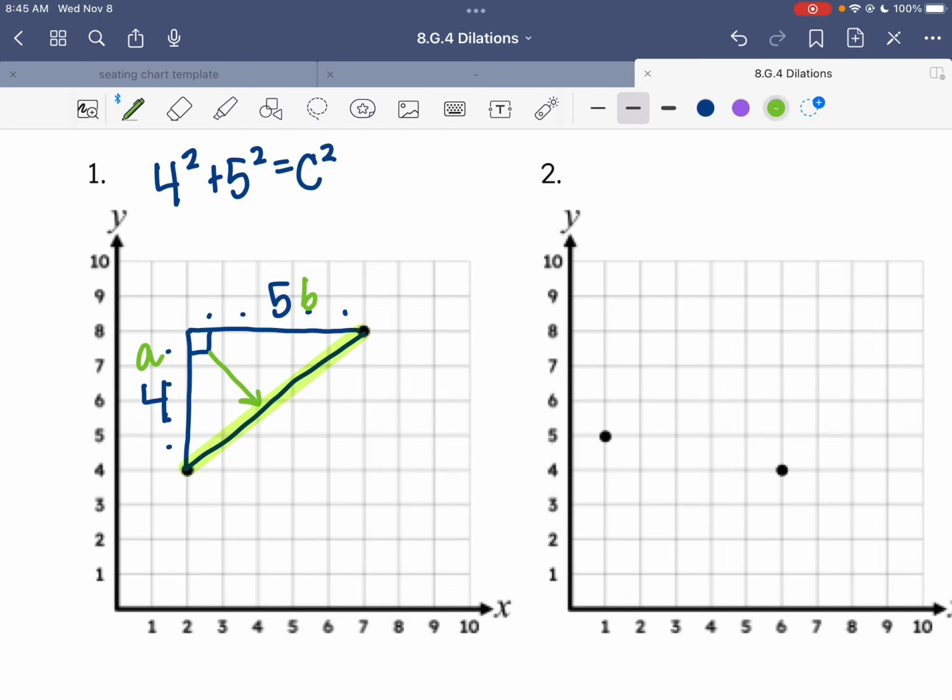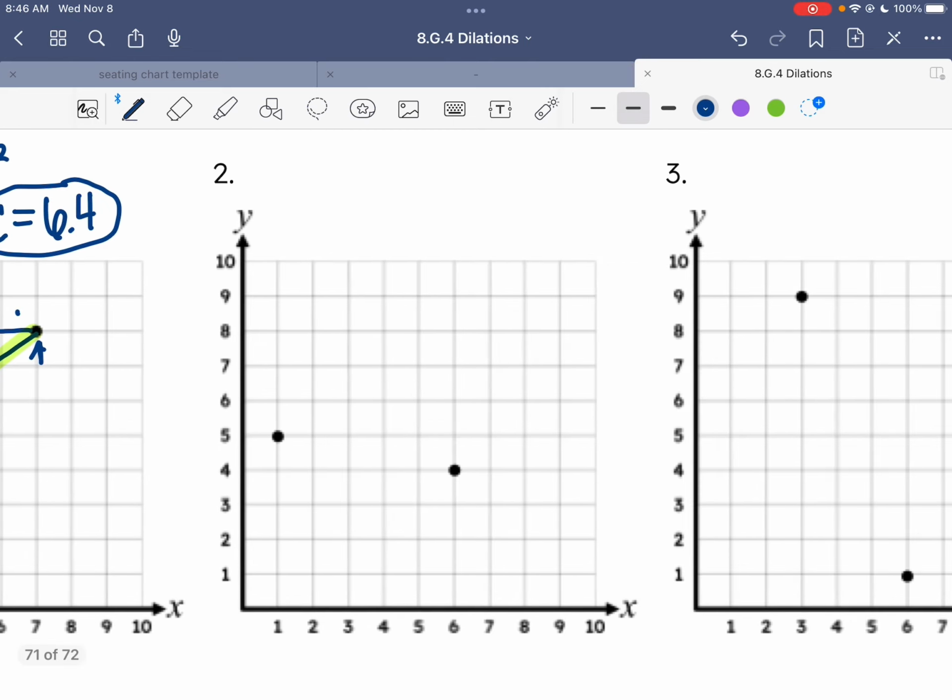We take the square root of both sides. So we know that C is equal to the square root of 4 squared plus 5 squared. So the square root of 4 squared plus 5 squared is approximately 6.4. So C is 6.4. So that is the distance between these 2 points. Number 2, we draw our triangle.